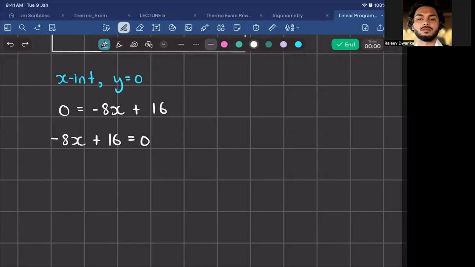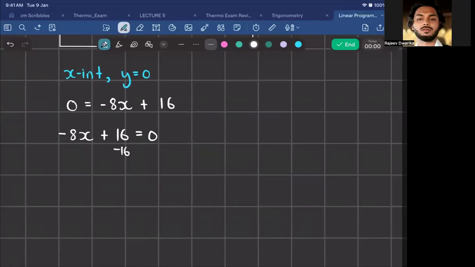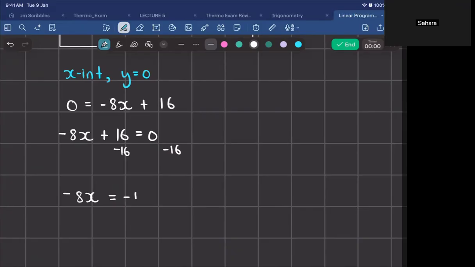Let me show you a different way to think about it, right, Sahara? We agree that the 16 shouldn't be there, right? What would I need to do with 16 to get rid of it? What's the opposite of plus 16? Minus 16. So I would need to take away 16 on both sides. So what would the next line be? It'd be minus 8x over negative 8 equals negative 16.